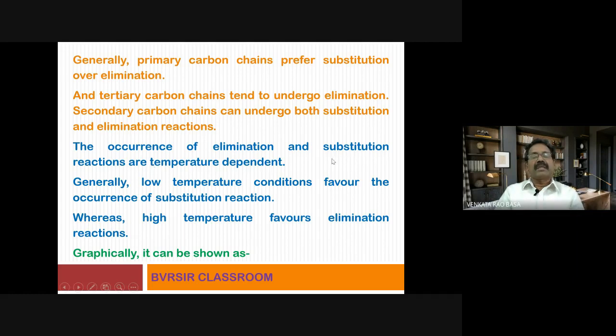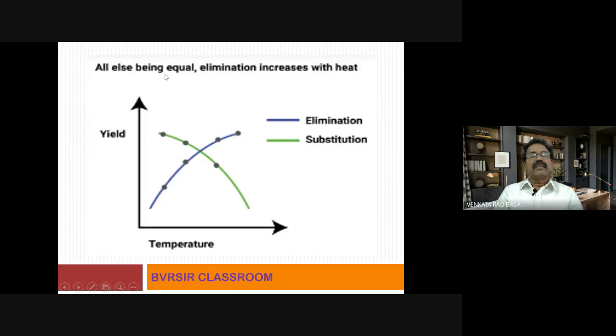The occurrence of elimination and substitution reactions is temperature dependent. Please underline this point. It depends on temperature. Generally, low temperature conditions favor substitution reaction. If the reaction is carried out at lower temperature or ambient temperature, which is also called room temperature, then which type of reaction is more favorable? Substitution reactions are more favorable. If the temperature is high, elimination reaction is more favorable. That I will explain with a graph. All else being equal, elimination increases with heat.